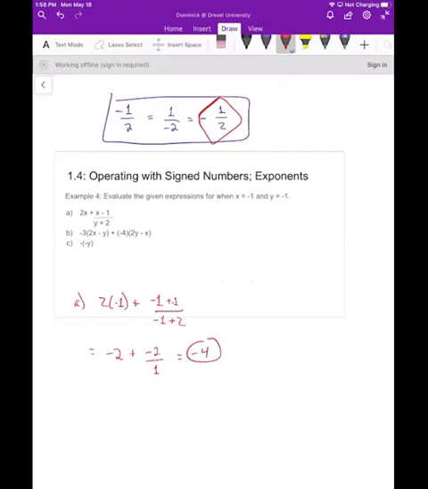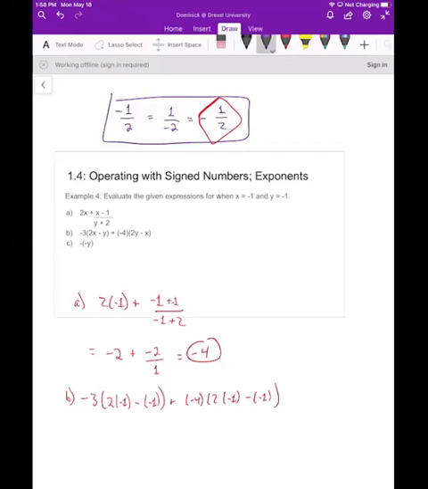All right, in part B, we have negative 3 times 2 times x, which is negative 1, minus y, which is negative 1. And here's where you want to be careful with your parentheses. Plus negative 4, and then a 2y, which is negative 1, minus x, which is negative 1. All right, so now we have some simplifying to do.